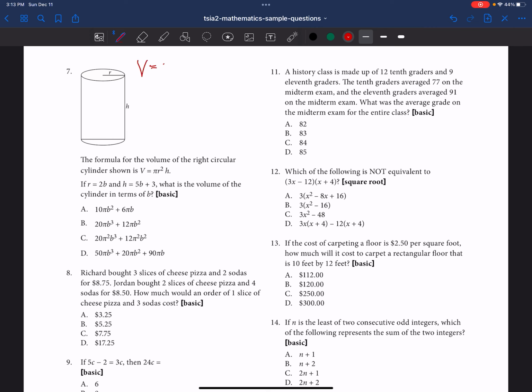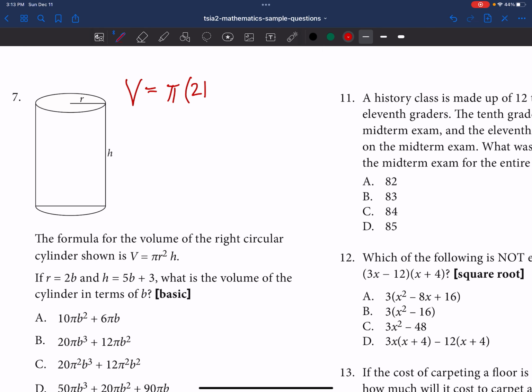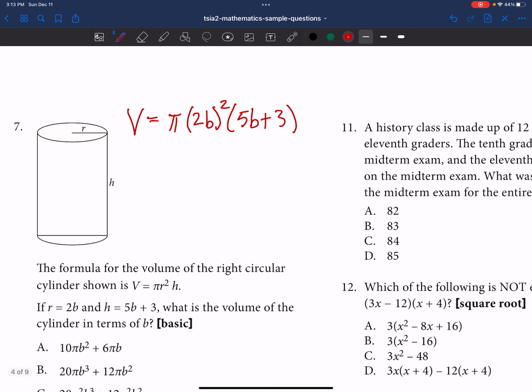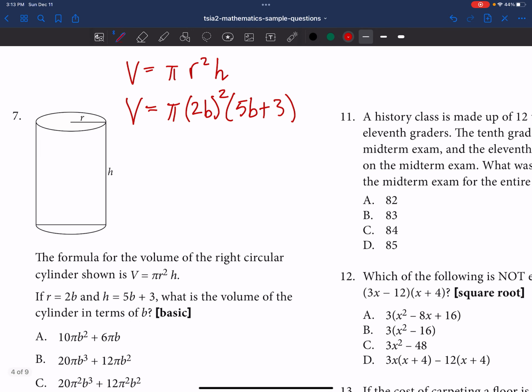I say V equals pi times r, which is 2b. So this is 2b squared. This is r squared. And then h is 5b plus 3. And maybe if I needed to make this very explicit, pi r squared h, then this. So I'll go ahead and square that. 2 squared is 4, so this is going to be pi times 4b squared times 5b plus 3.